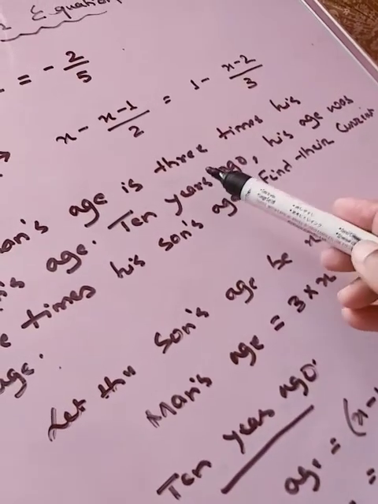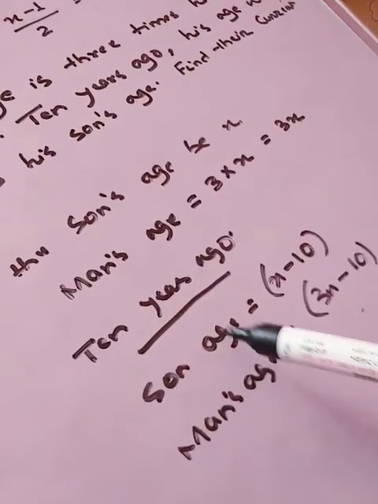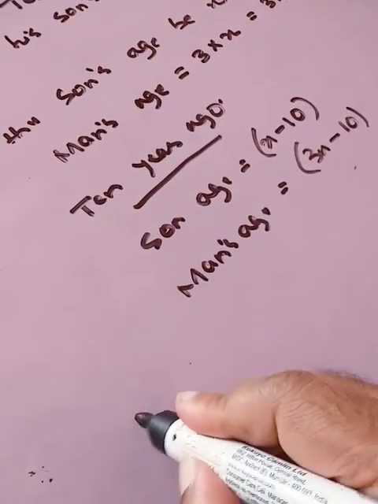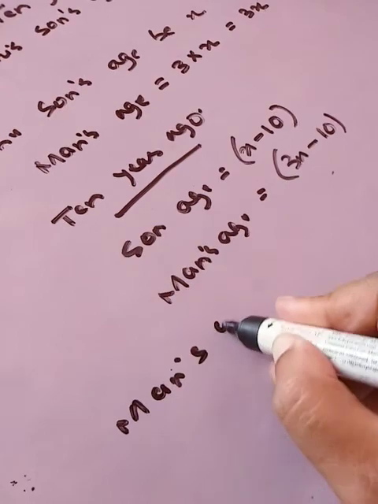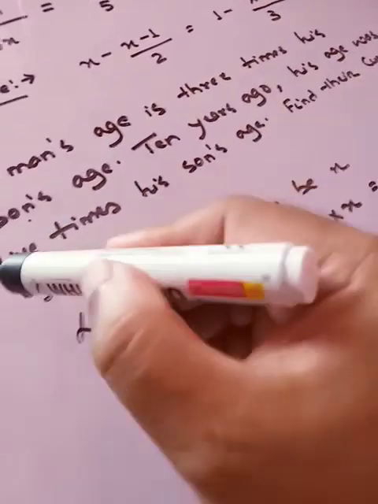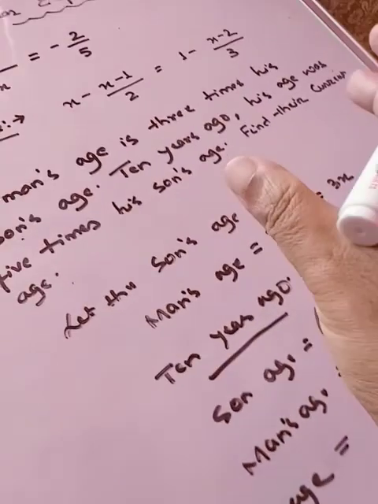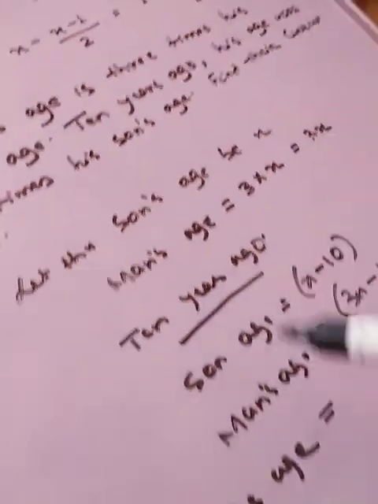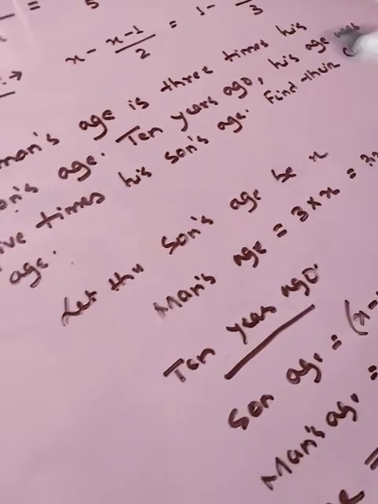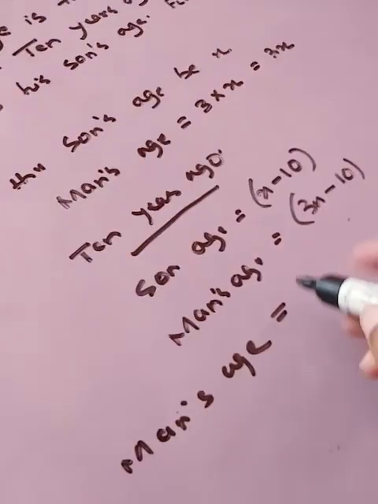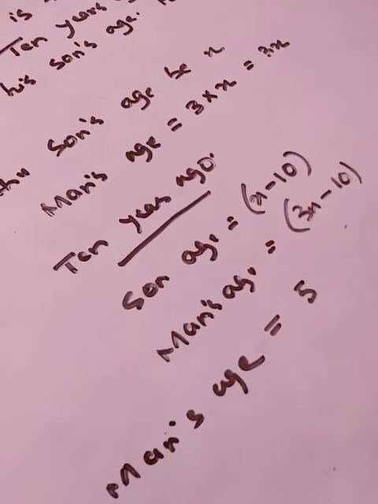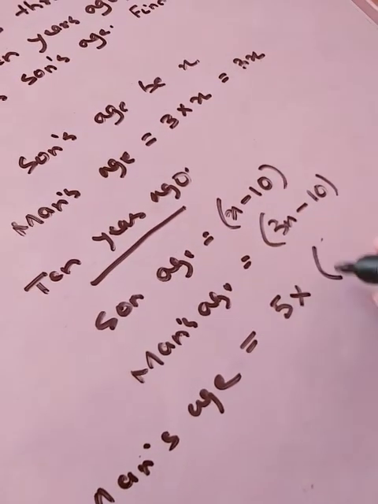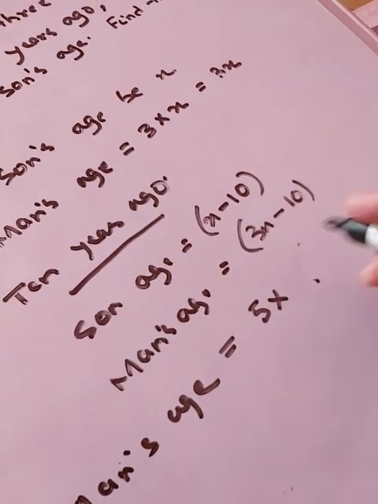Now we'll build the relation. Now 10 years ago, this is the relation. His age, his means man's age. So man's age 10 years ago, man's age was means equals to. We are just framing this particular sentence into the equation format. Okay, his age means man's age, was means equals to sign, 5 times his son's age. 5 times means 5 into. So 5 times son's age, just write son's age.